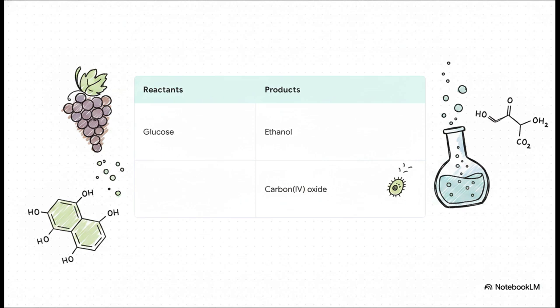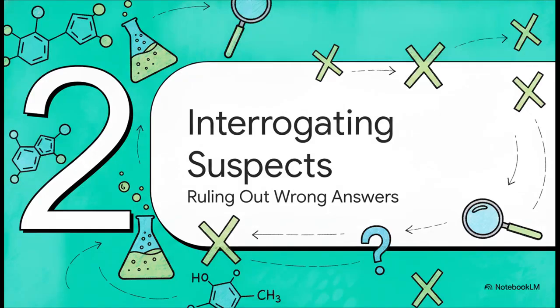So the absolutely crucial point is right there on the right side of the equation. Carbon dioxide is a direct, explicitly stated product of this reaction. When you see glucose turning into ethanol and CO₂, your exam reflexes should immediately scream fermentation. Next up, interrogating the suspects, ruling out the wrong answers.